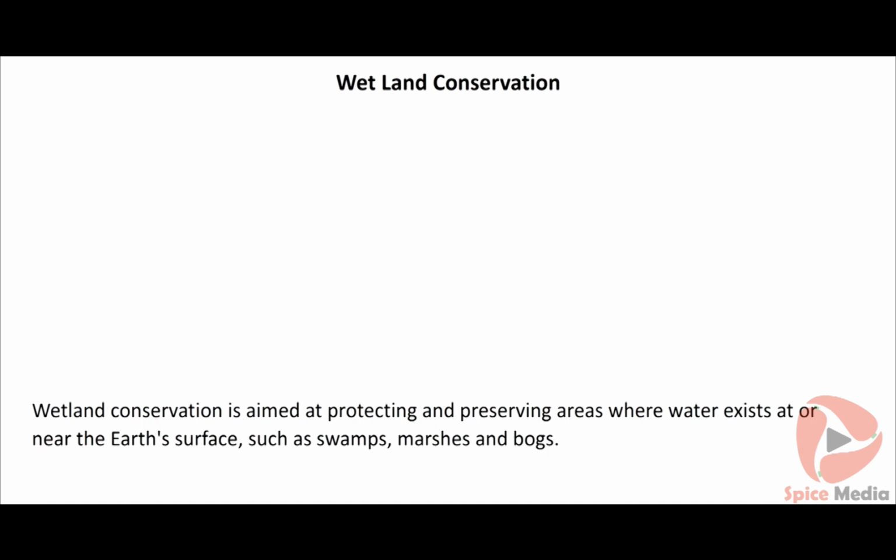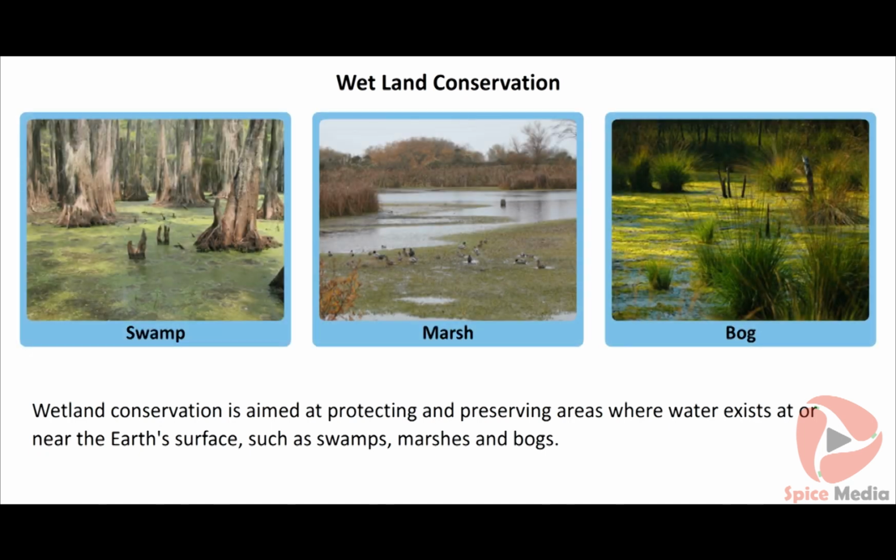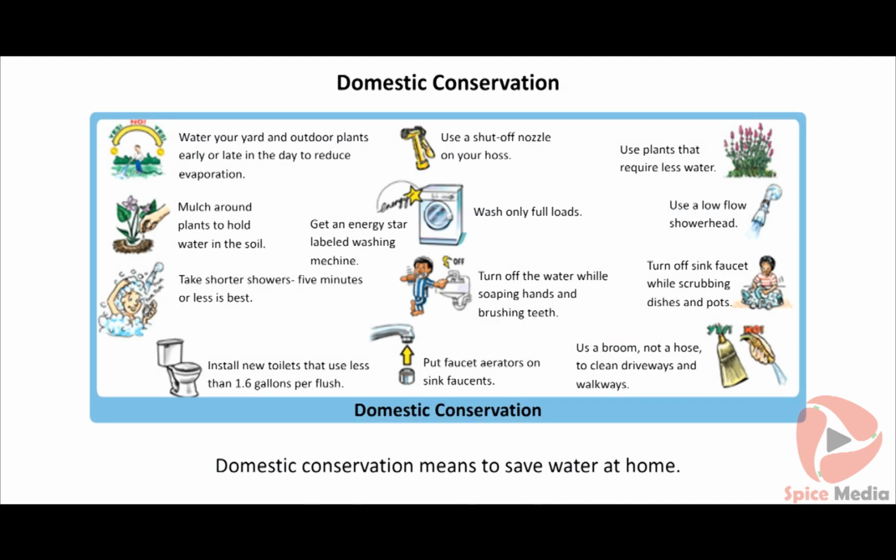Wetland conservation is aimed at protecting and preserving areas where water exists at or near the earth's surface, such as swamps, marshes, and bogs. It preserves natural water storage and recharges groundwater. Wetlands are good habitats for wildlife and they also prevent floods.